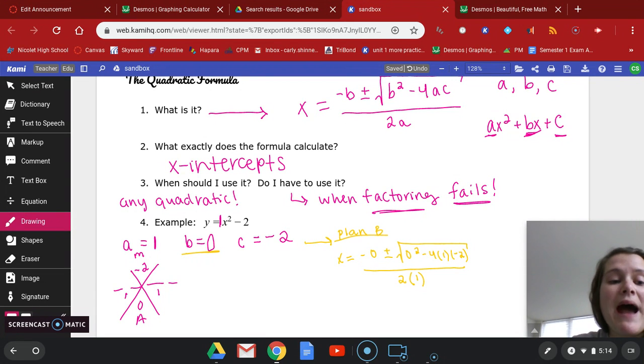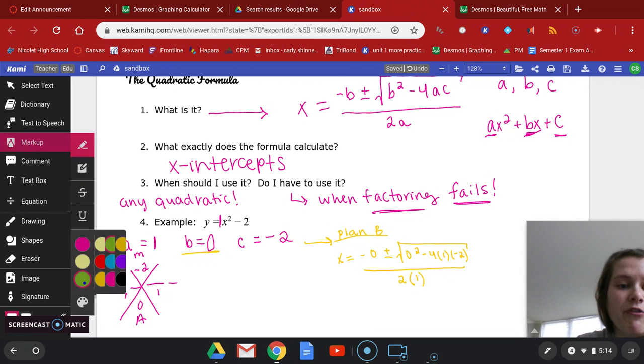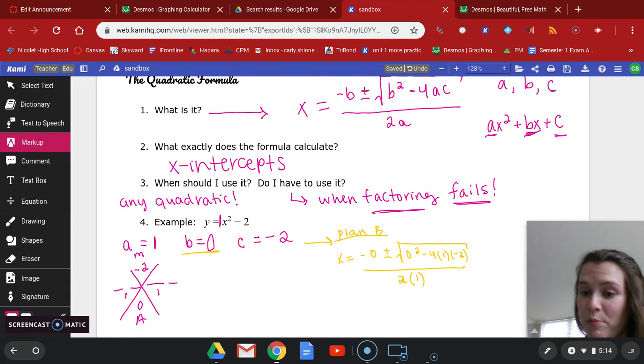So think of it as a backup plan. Now, every year I always have someone who really prefers it to factoring and using the zero product property, and that's totally fine. If you like this better, make plan B your plan A. That's totally cool. How I go about solving this is I take the discriminant first.